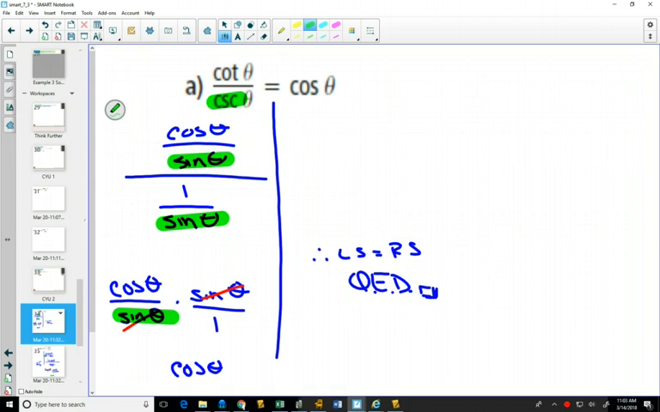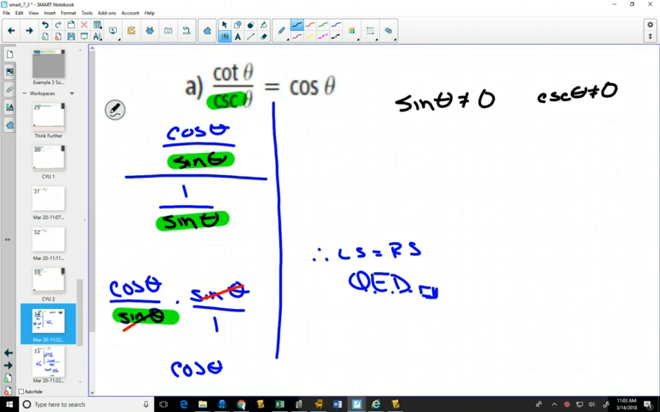But because we're dividing, we have to make statements that say sine theta can't equal 0, because then it would cause us to divide by 0. Cosecant theta cannot equal 0. So this is one thing that's not allowed. This is another thing that's not allowed.